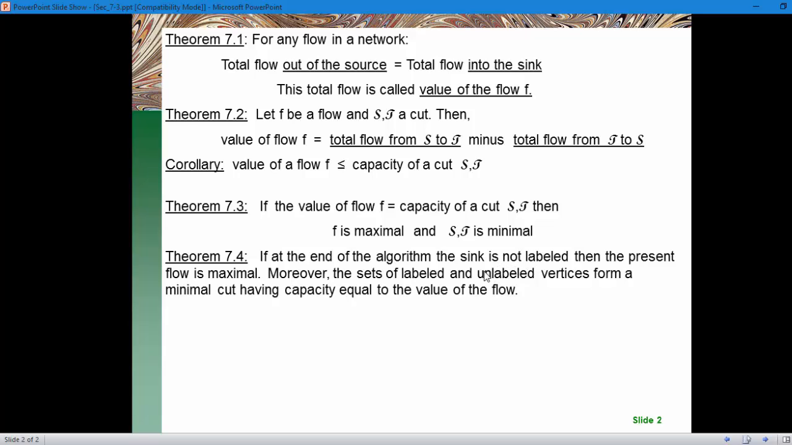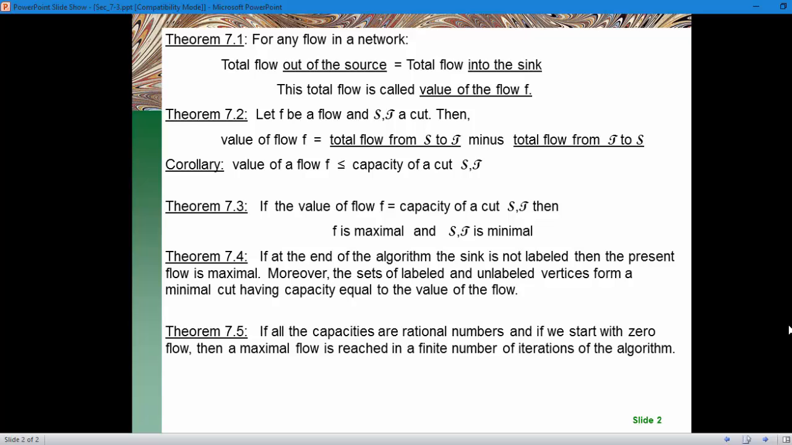And when we look at the set of labeled vertices, that will form the S side of the cut, and the unlabeled vertices will form the T side of the cut. And that cut is a minimal cut, where at that particular cut, the flow will be equal to the capacity.